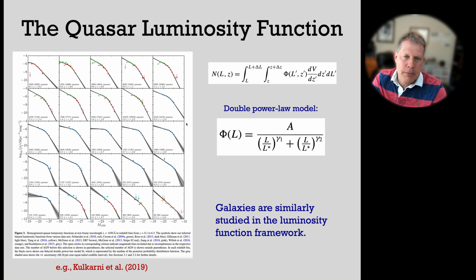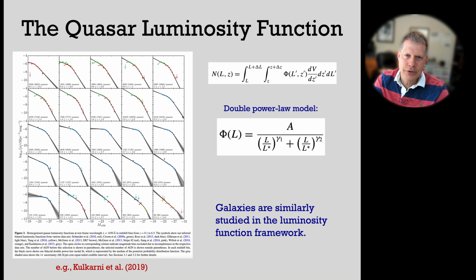Now, there's been much work that has gone into trying to model this quasar luminosity function. It is often modeled with a so-called double power law model, although other models are often used as well. In this commonly used model, phi as a function of luminosity at a given redshift is some constant divided by (luminosity divided by a characteristic luminosity, L star, to some power gamma 1), plus another power law with a slope of gamma 2.